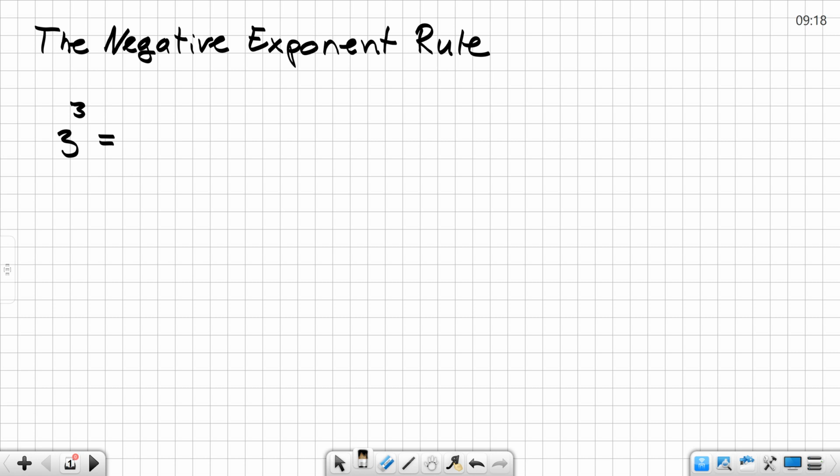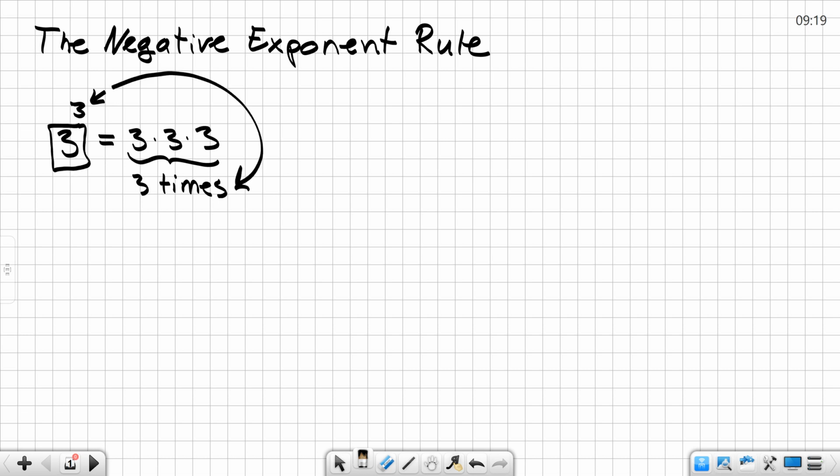What does this mean? This means that I have to take the base 3 and multiply it 3 times by itself, 3 times. This is what this number right here tells me I have to do with this base. We have seen also what this means, 3 raised to the 0 power. If I have a 0 exponent, that means that this will just turn into 1.